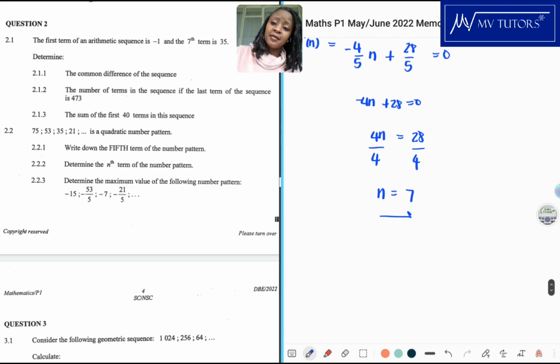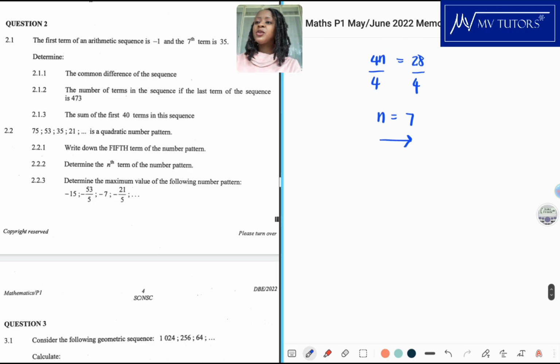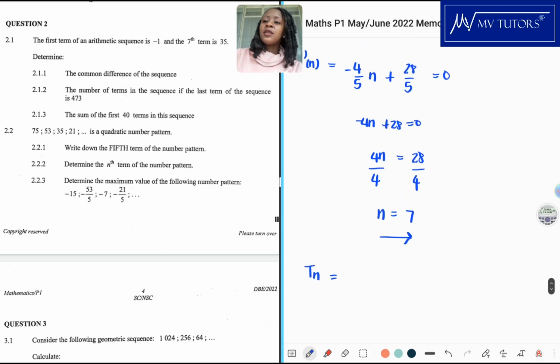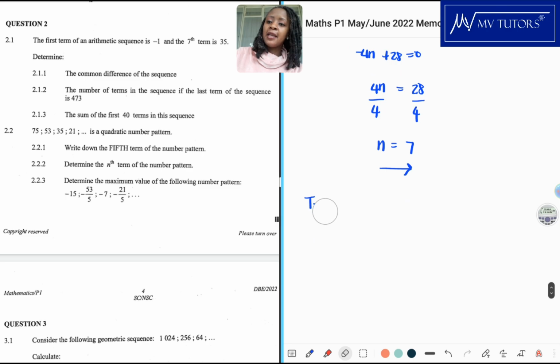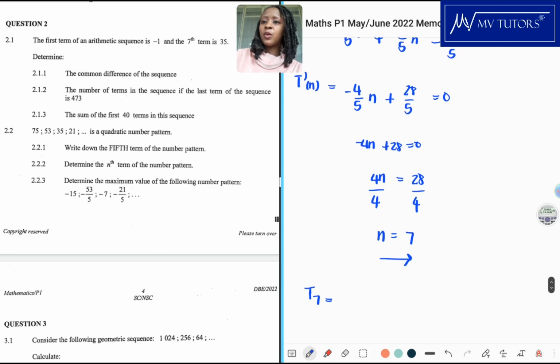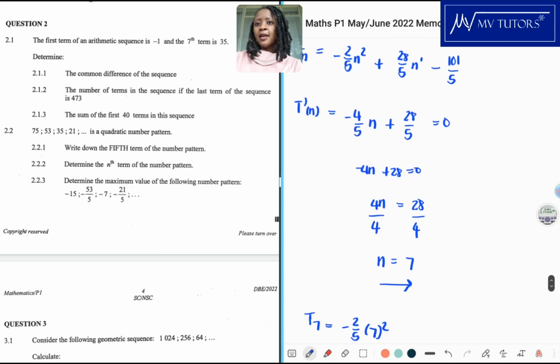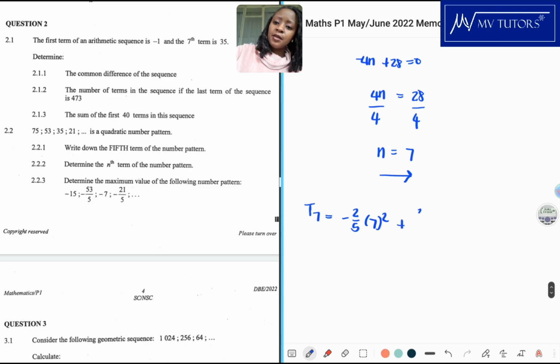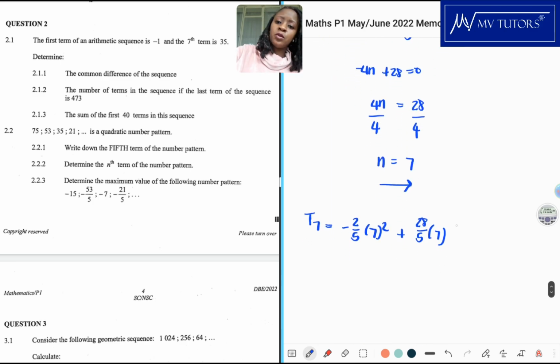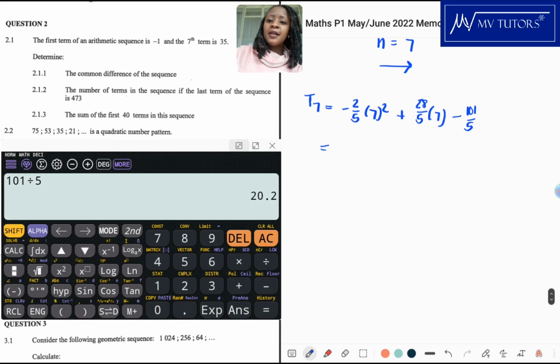But we're not done. We just got n, okay? We need to get now the value. So Tn, or rather T7, because we know what n is. Okay, where's our equation? We have minus 2 over 5, 7 squared, and then we have plus 28 over 5, 7, and then minus 101 over 5. Okay, we can put that in the calculator.